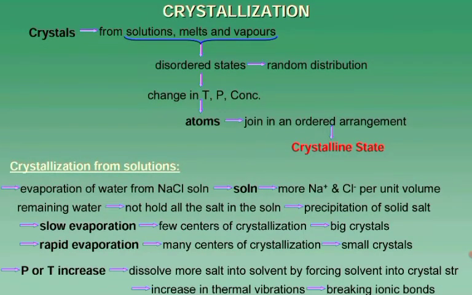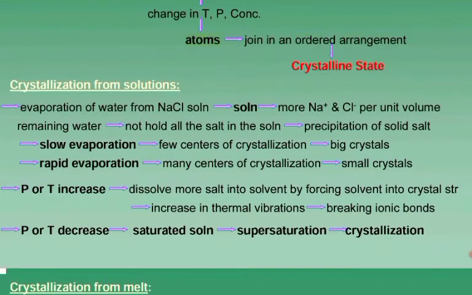Crystallization: crystals from solutions, melts and vapors. Disordered states, random distribution; change in T, P, concentration. Atoms join in an ordered arrangement, the crystalline state.